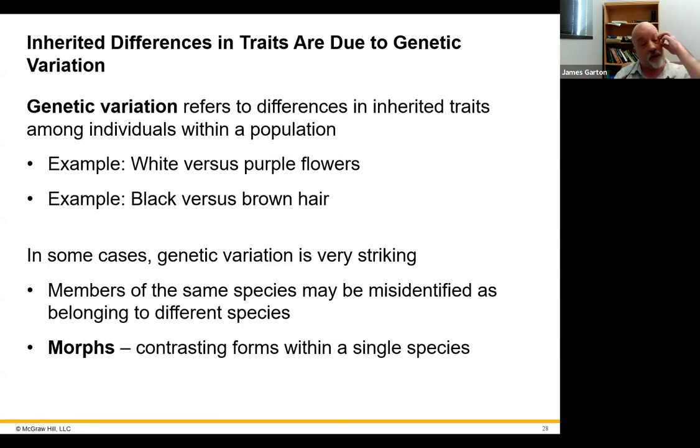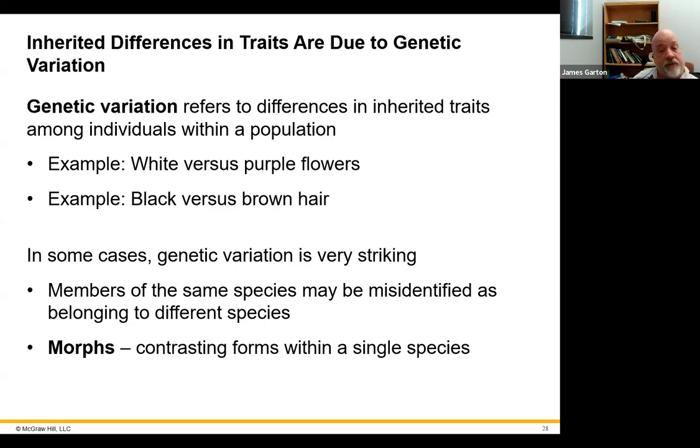Inherited differences in traits are caused by genetic variation. And genetic variation means that every member of a population is going to be genetically unique, basically. And you have a couple of easily seen examples: white flowers versus purple flowers, those were in peas, black hair versus brown hair.